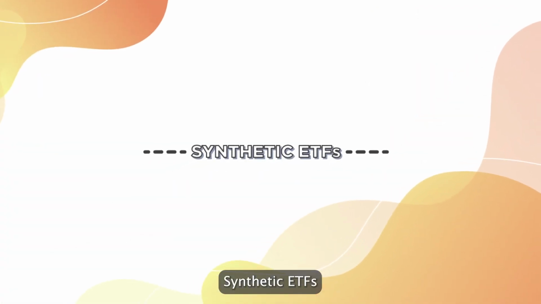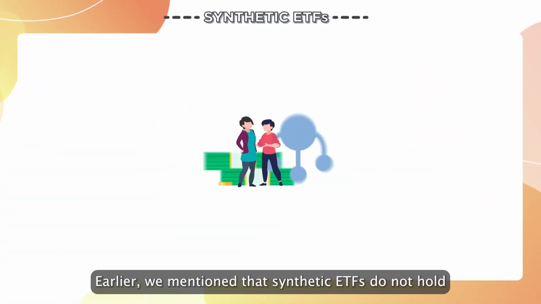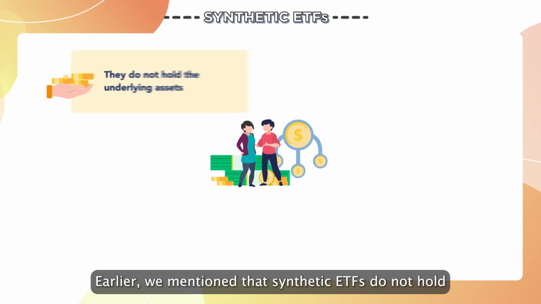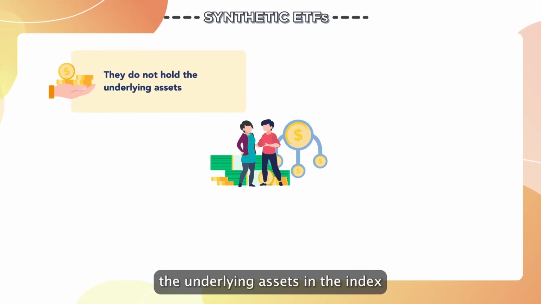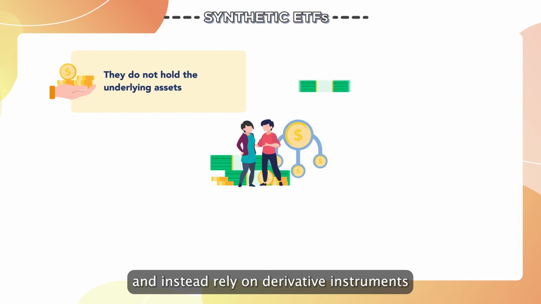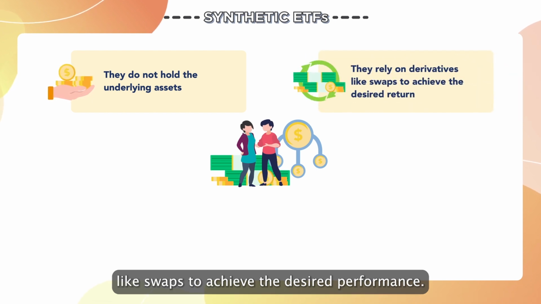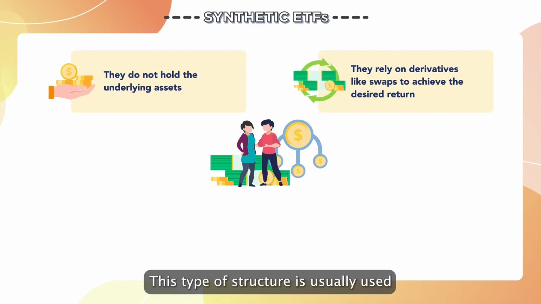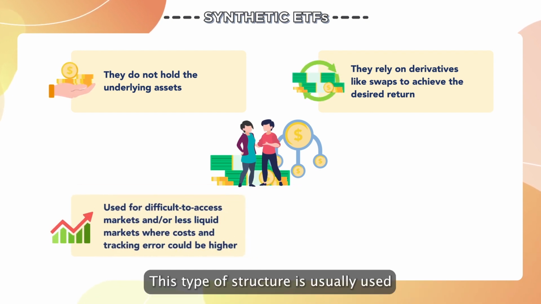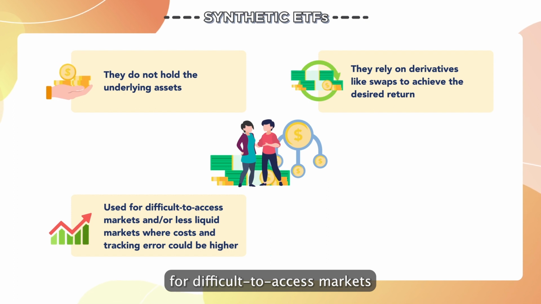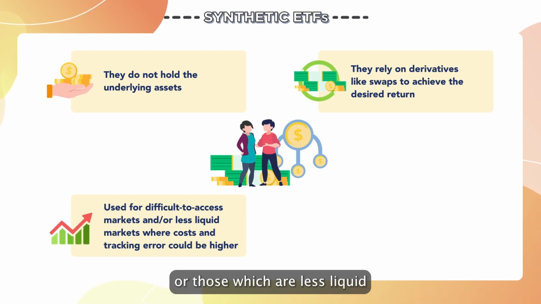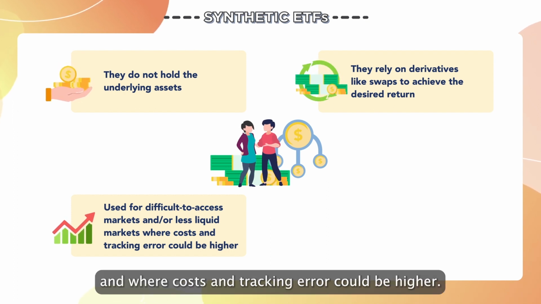Synthetic ETFs. Earlier, we mentioned that synthetic ETFs do not hold the underlying assets in the index and instead rely on derivative instruments like swaps to achieve the desired performance. This type of structure is usually used for difficult-to-access markets or those which are less liquid and where costs and tracking error could be higher.